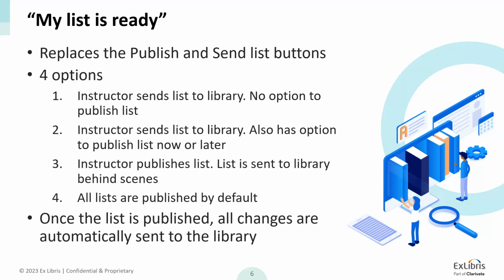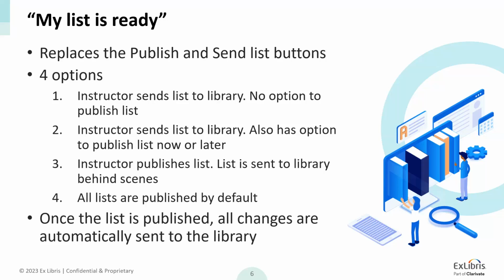The first option is that the instructor sends the list to the library and they actually don't have the option to publish the list. So this is great in situations where your library needs to review things or wants to review things before they get published to students. The instructor can send it to the library, the library can do the review, and then the library would publish the list. So this is option number 1. Option number 2 is actually the default in the new UI. So the instructor sends the list to the library, and they also have the option to publish it at that point, or they can publish it later if they prefer.